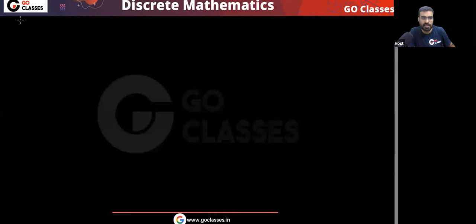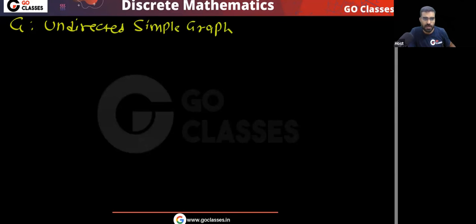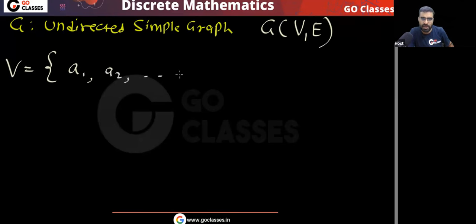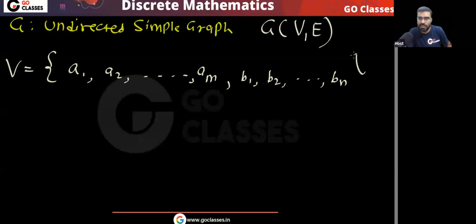See what this question is saying. The graph G is given to you, an undirected simple graph. In this graph, you have some even degree vertices and some odd degree vertices, right? So this is G equals (V, E), and this is the set of vertices, let's assume A1, A2, and so on. Let's assume some of these are vertices of even degree and these are the vertices of odd degree.